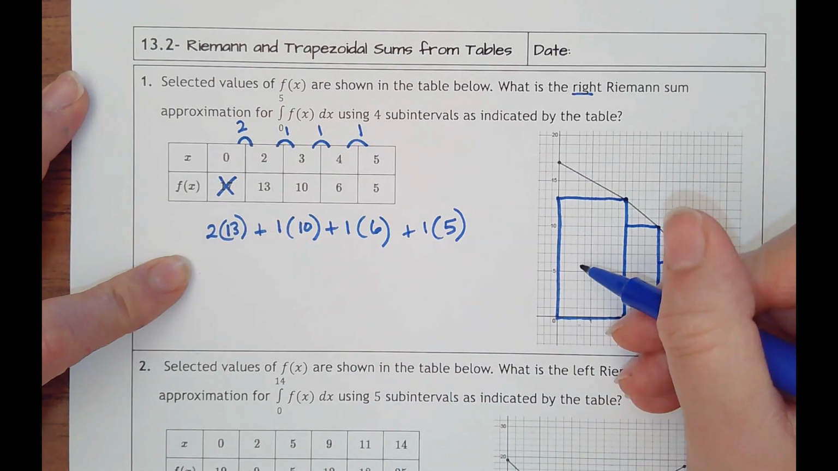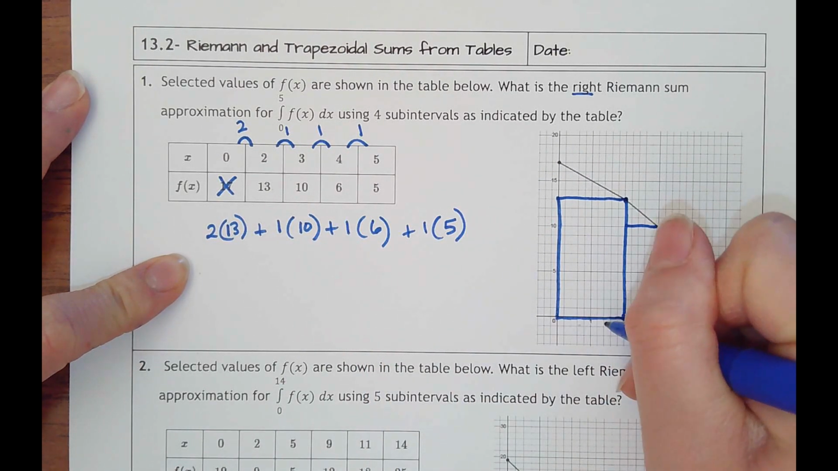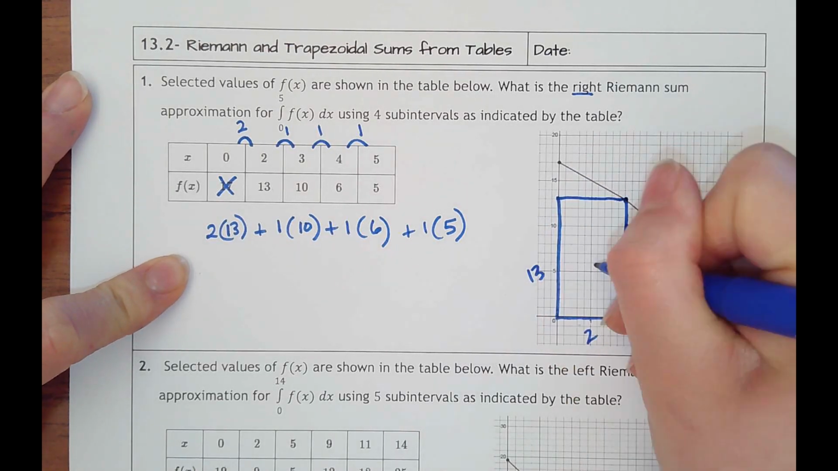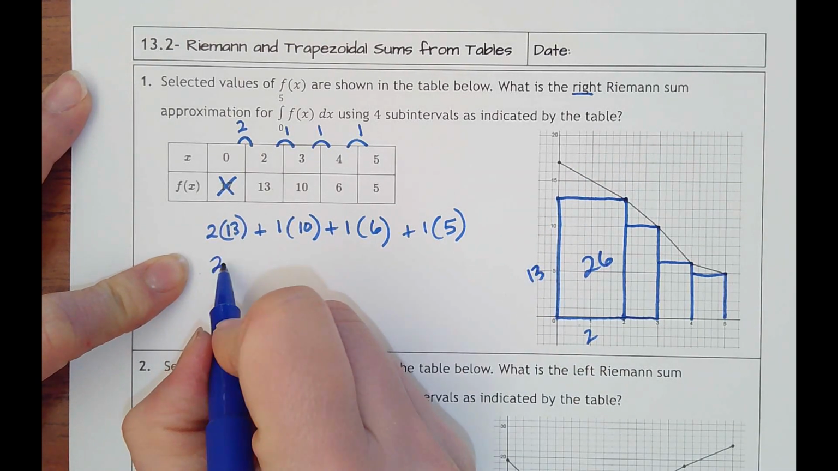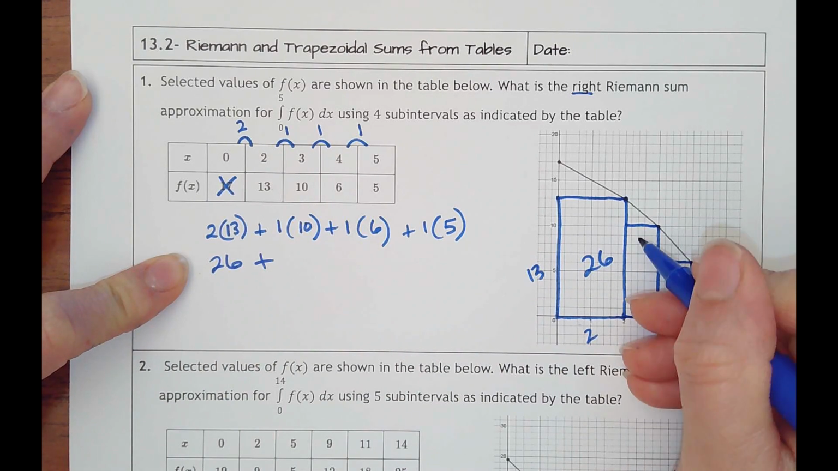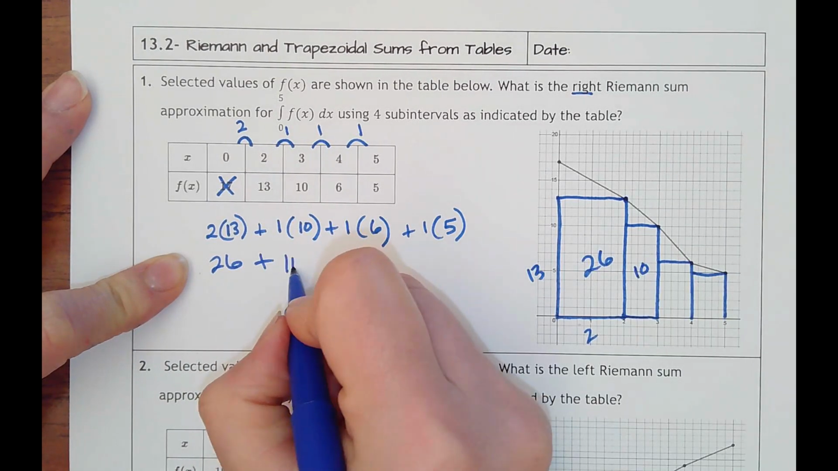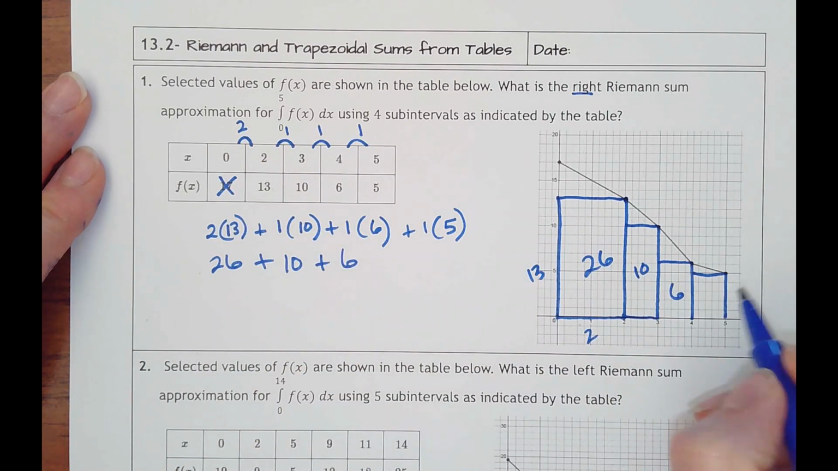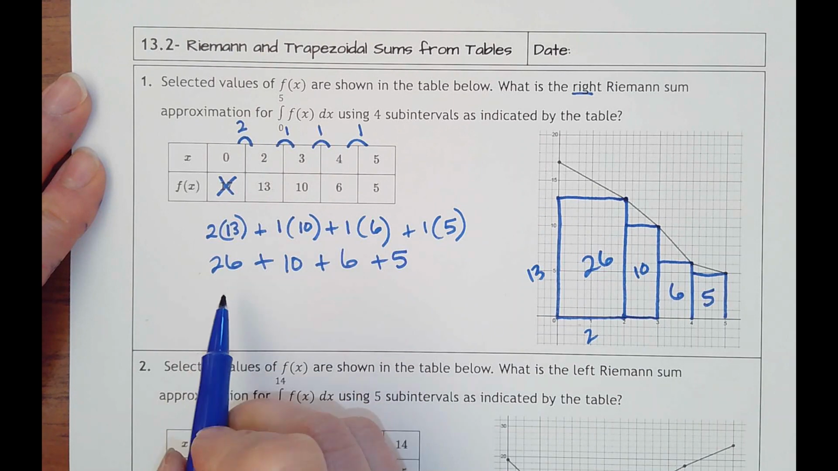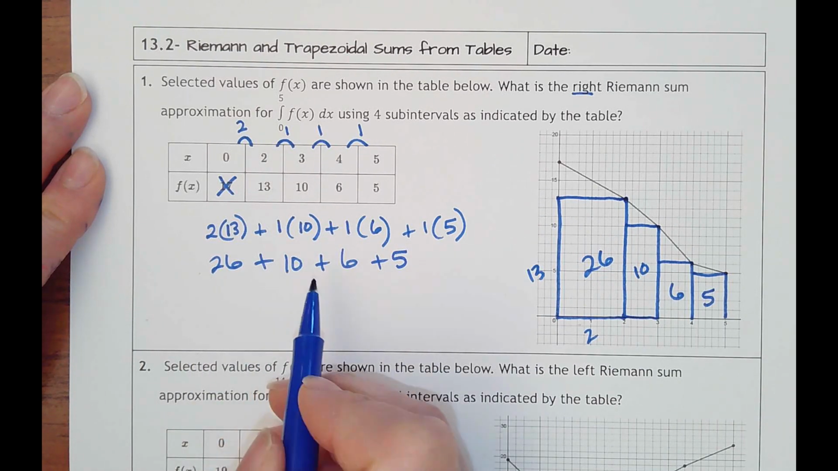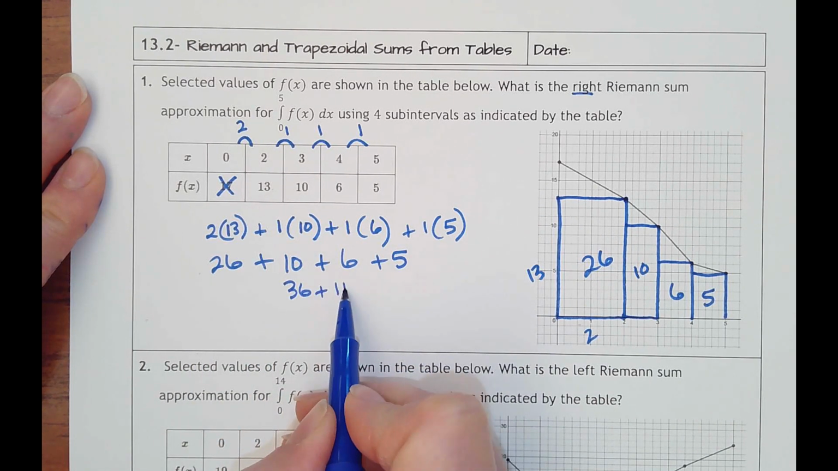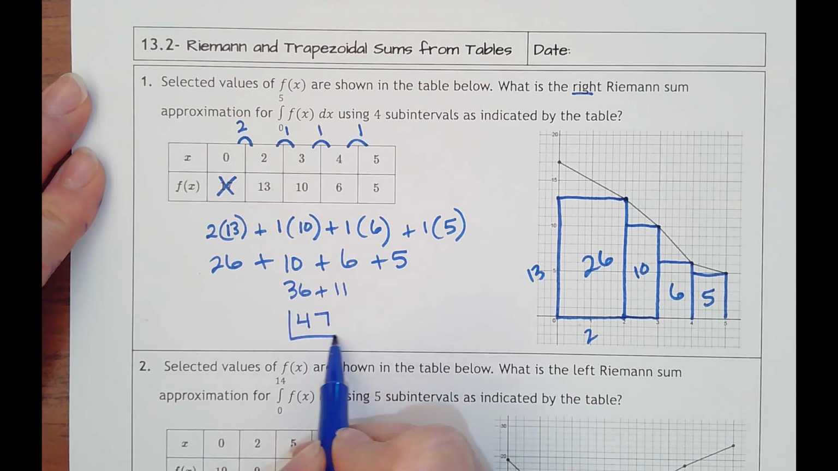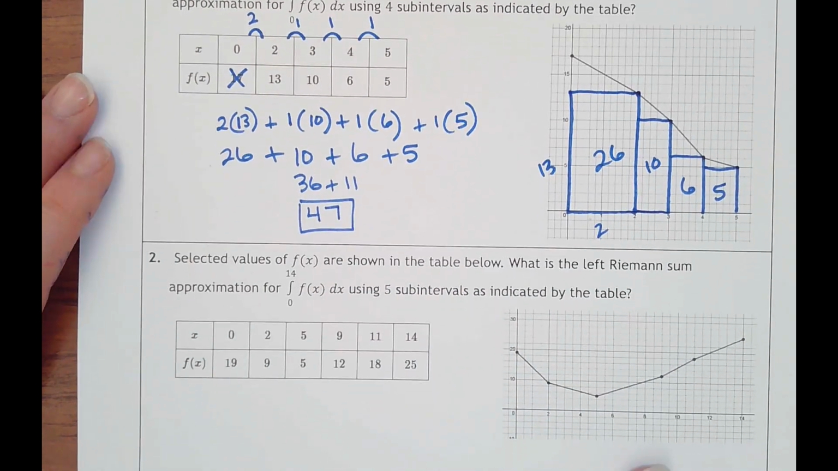So this area should be 26 for the first rectangle. This one should be a 1 by 10, so that's 10. A 1 by 6 would be 6. And then a 1 by 5 would be 5. Add that all up, we get 36 plus 11, which would be 47. Okay, so that's a right-hand sum.